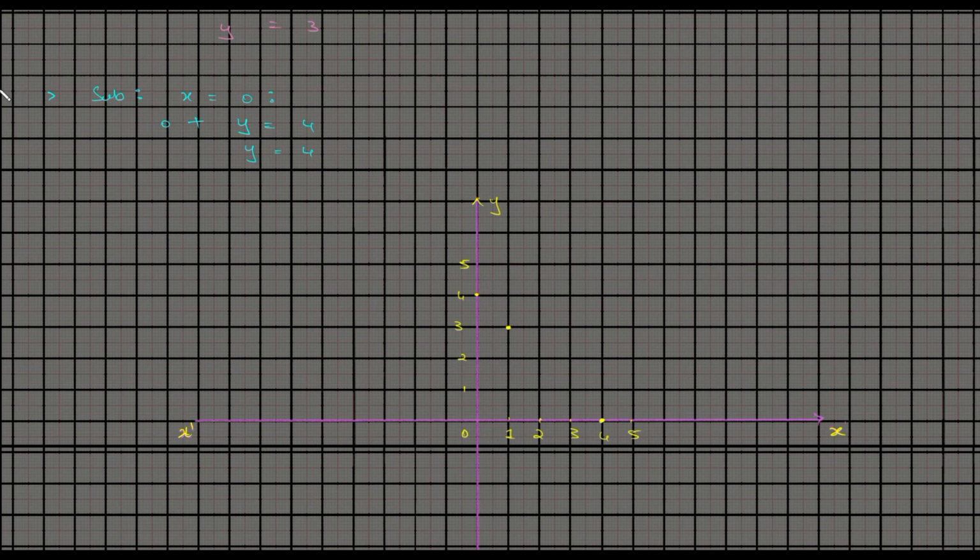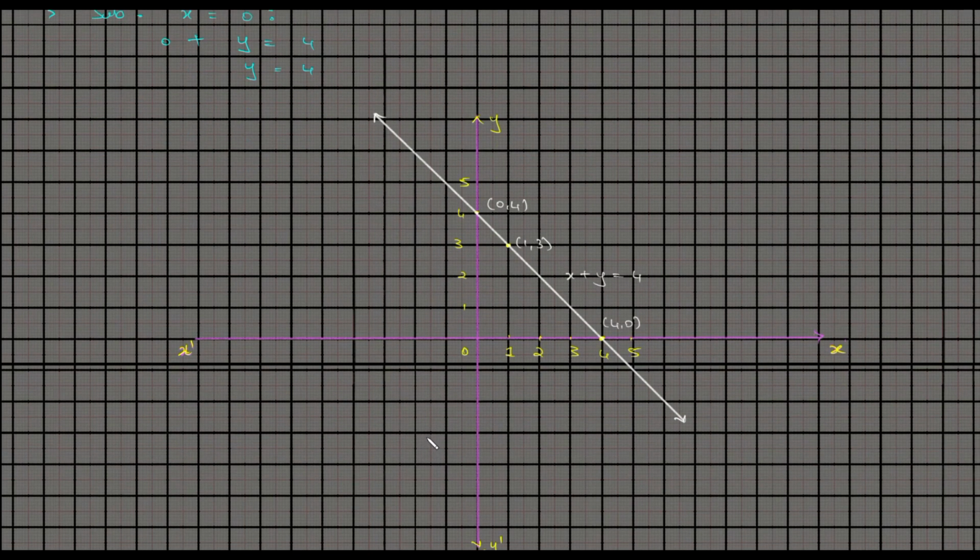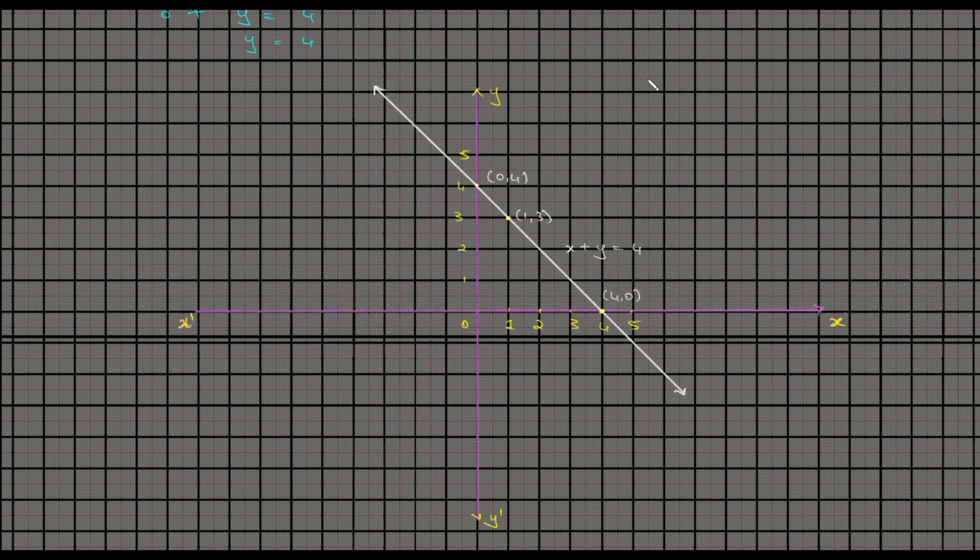Three values, right? After this, all we have to do is join these. Actually, you should extend it on both sides, something like this. And write the coordinates. This is 0, 4. This is 1, 3. This is 4, 0. And the equation is x plus y is equal to 4. Okay, and you're done.